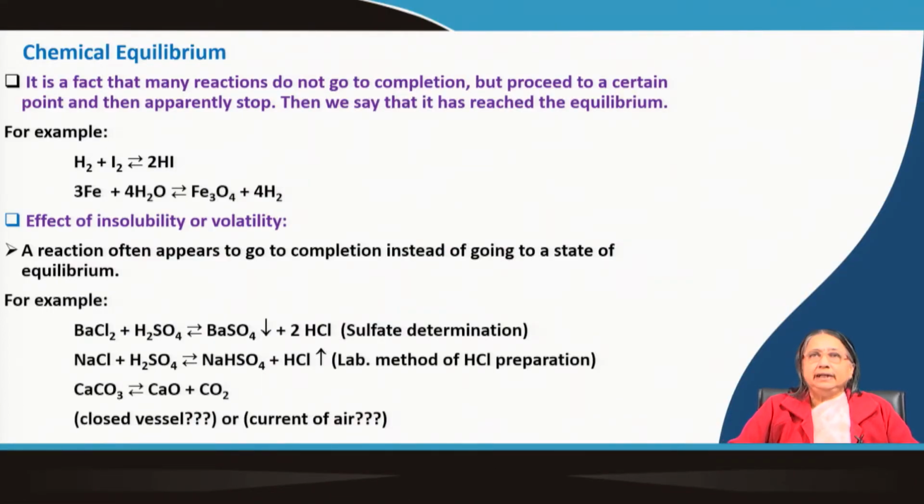It is a fact that many reactions do not go to completion, but proceed to a certain extent and then apparently stop. Then we say that chemical equilibrium is reached. For example, hydrogen gas reacts with iodine in vapor form to form hydroiodic acid. The reaction is shown here: hydrogen and iodine vapor produce HI, hydroiodic acid. This is also a gas, so all are in gas phase.